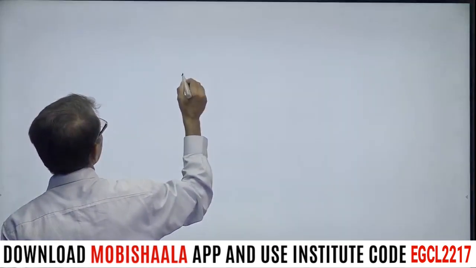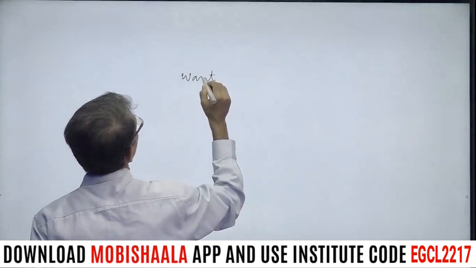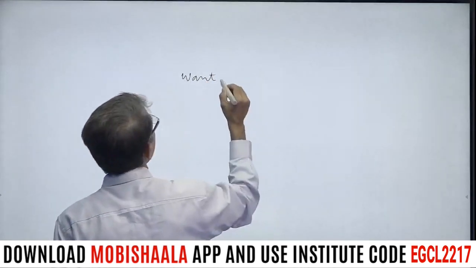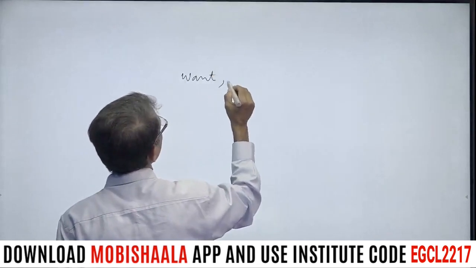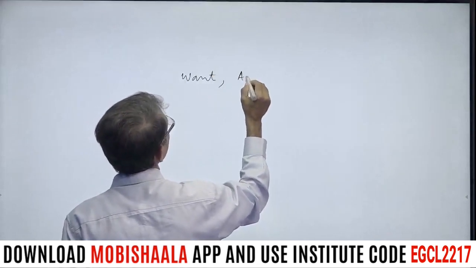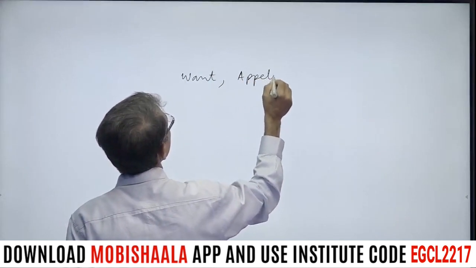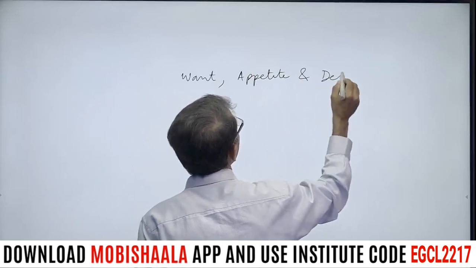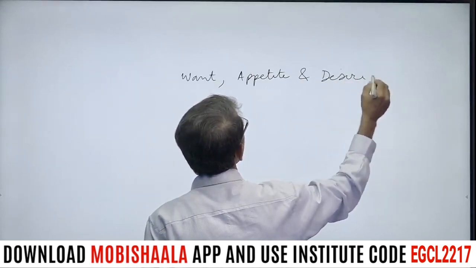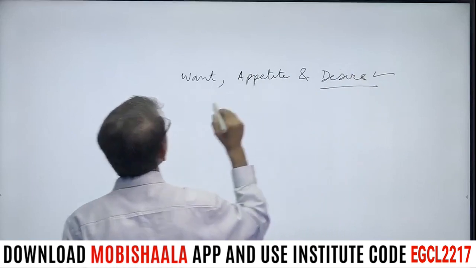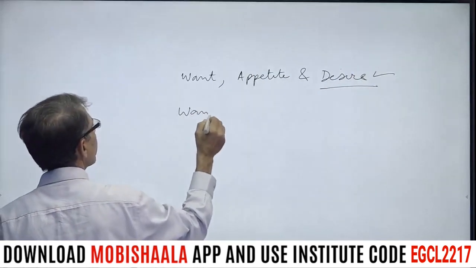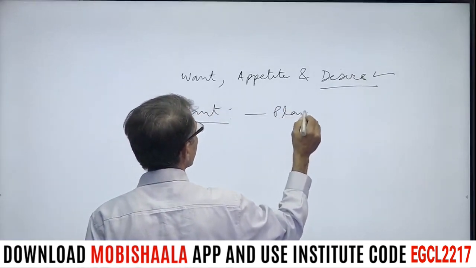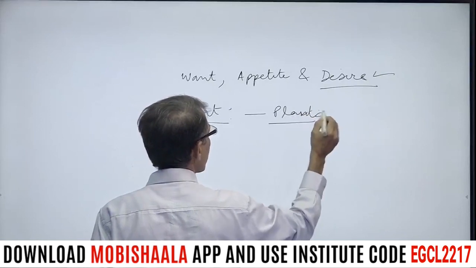A very small thing, but it is also needed sometimes. Want, appetite, and desire. Desire we have discussed, it has been discussed already. Now what is want? You can take in your mind the example of plants. So plants have the want.